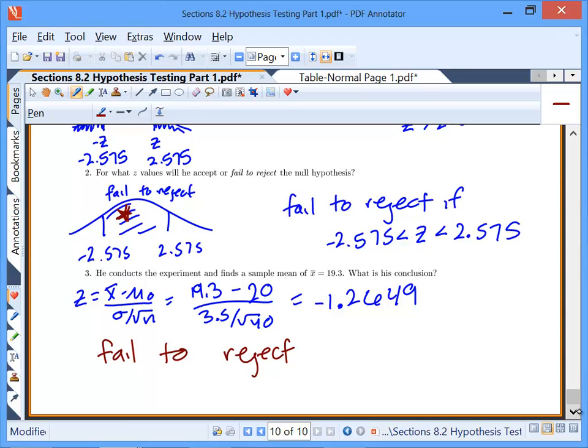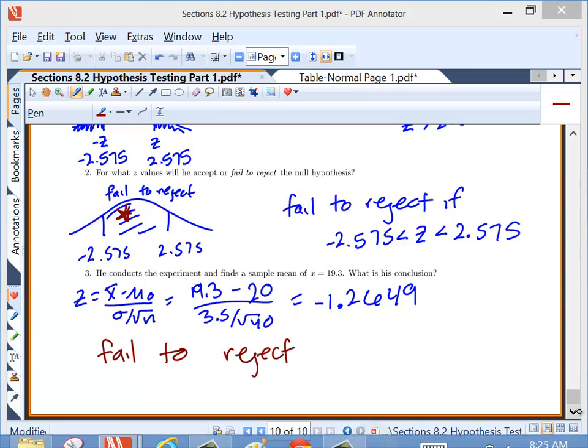Sorry, this is actually a question about 8.1 that we just turned in. Just a really quick question on homework.